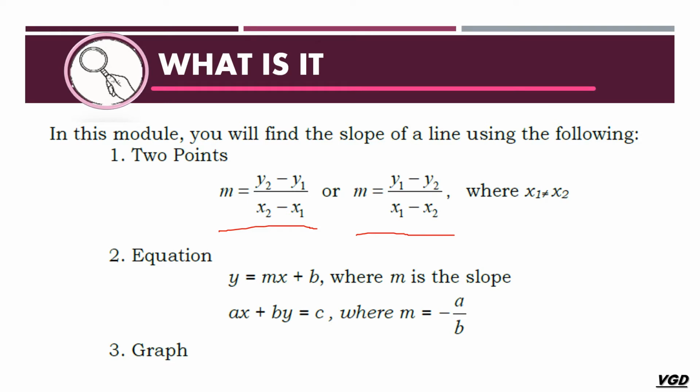The second way of finding the slope is through its equation. We can get the slope by the equation y equals mx plus b, where m is the slope, or through the equation ax plus by equals c, where m is equal to negative a over b. And the third way of finding the slope of a line is through its graph. And we will find out as we move on to this lesson.